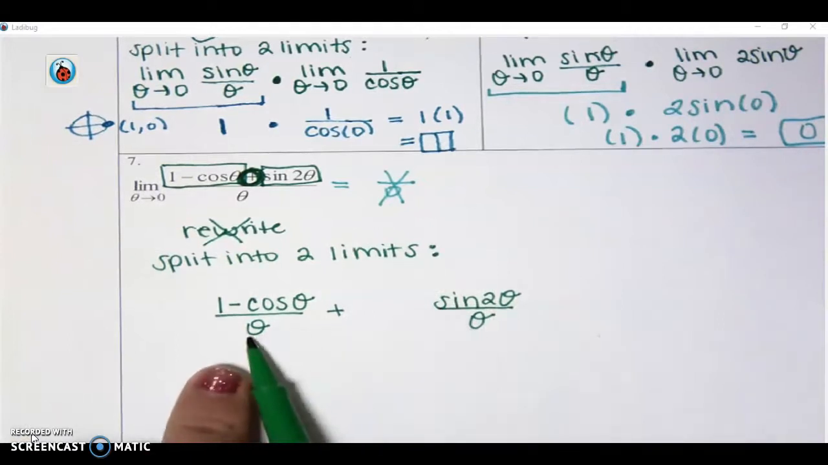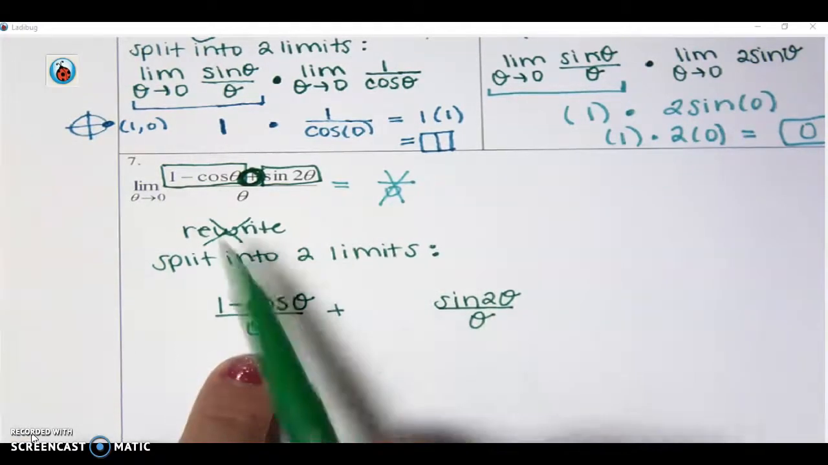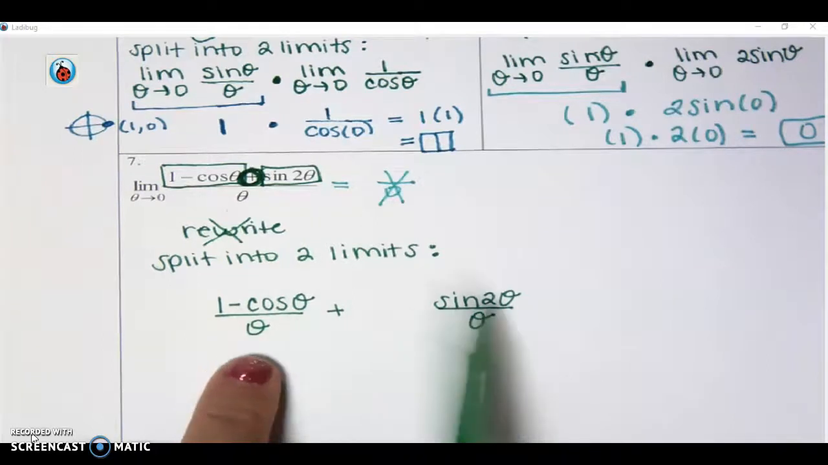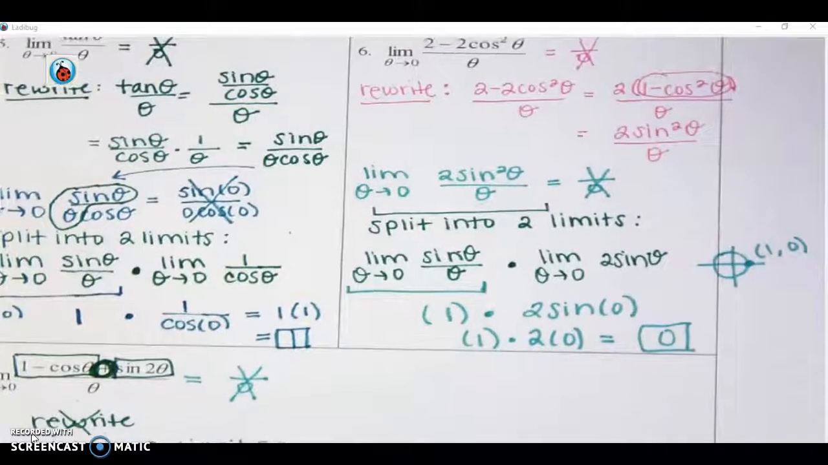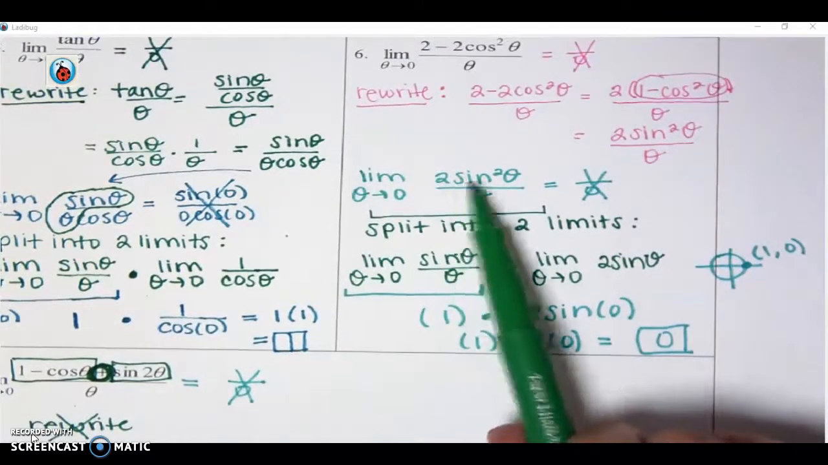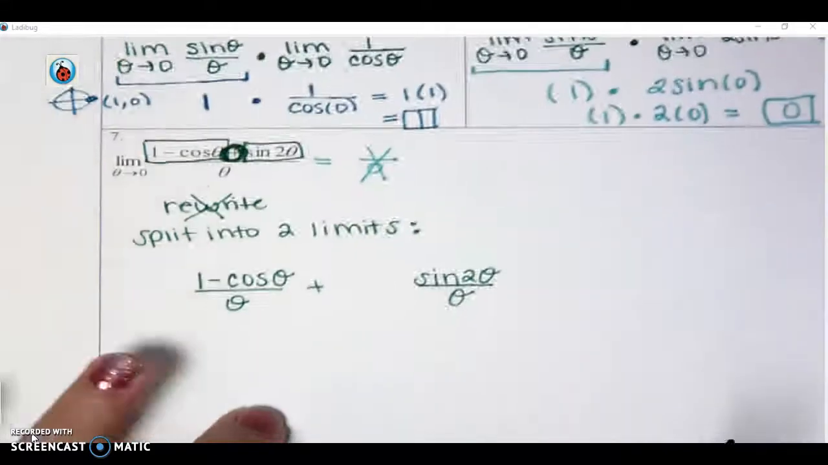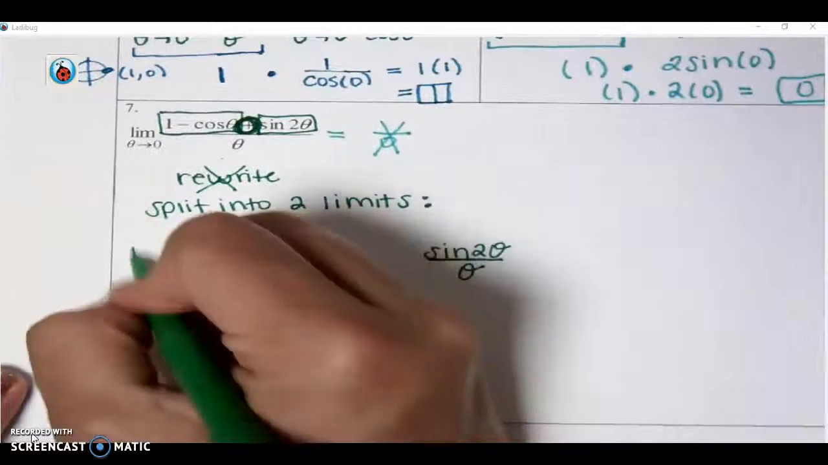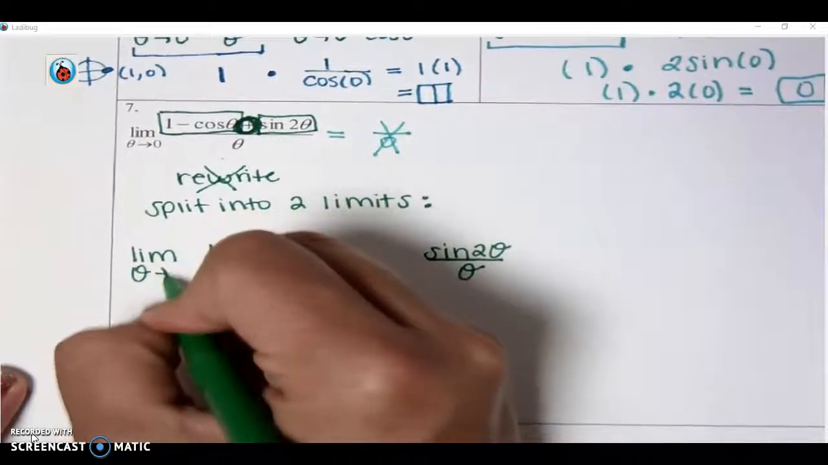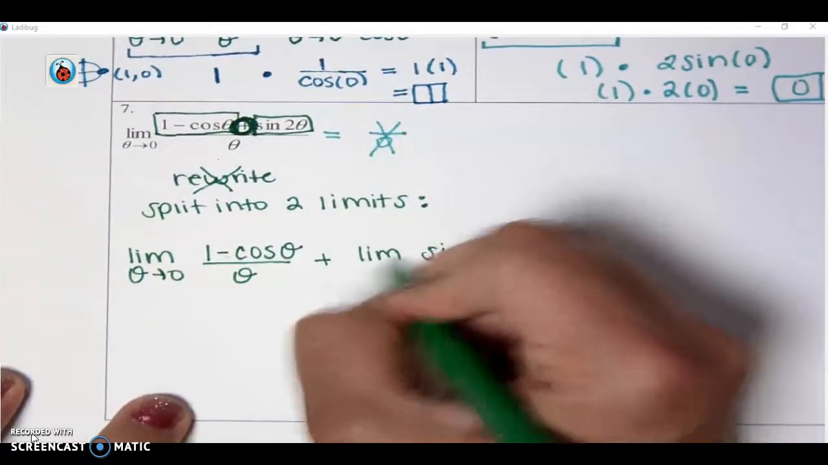When I add fractions, I have to have the same denominator, theta, and then I can add the numerators and it'll be all one thing. Whereas, like on number 6 here, when I had 2 sine squared theta, when I took these out, they were just multiplied, so they didn't have to have the same denominator. Okay, so that's the difference. Okay, so now I have the limit as theta approaches 0 for each of these.